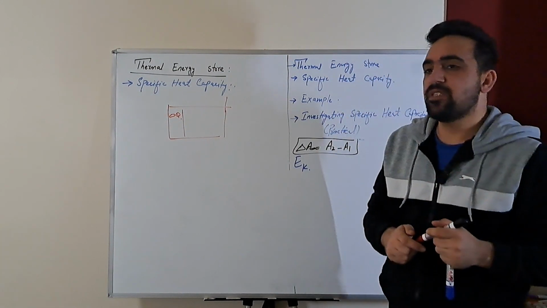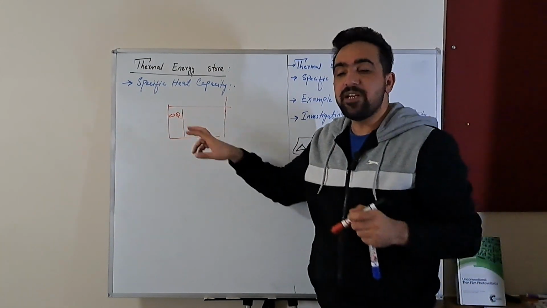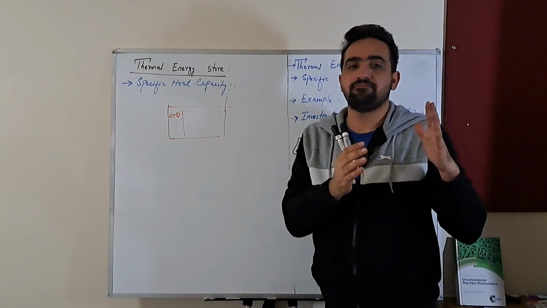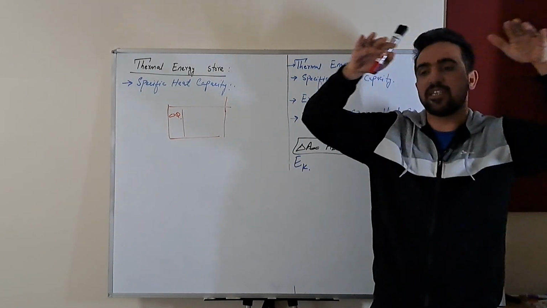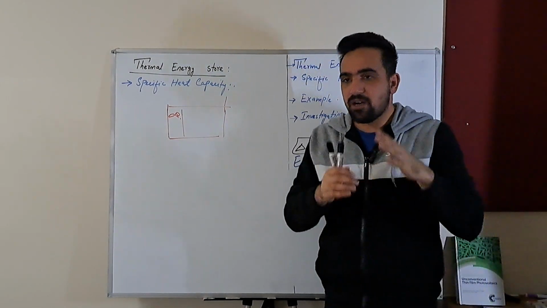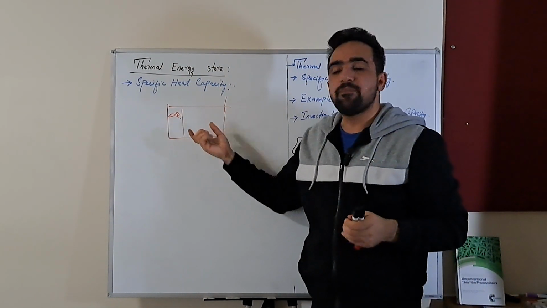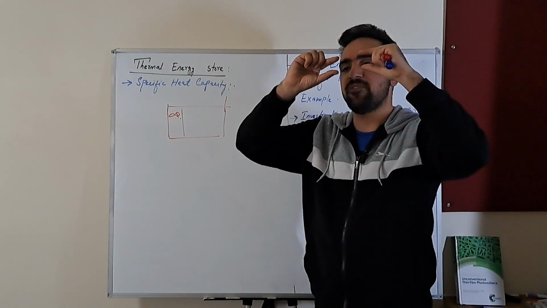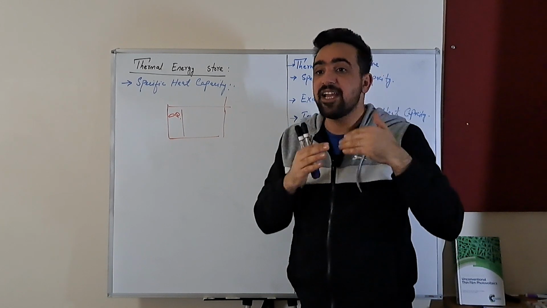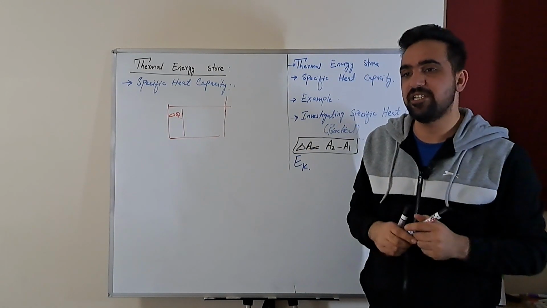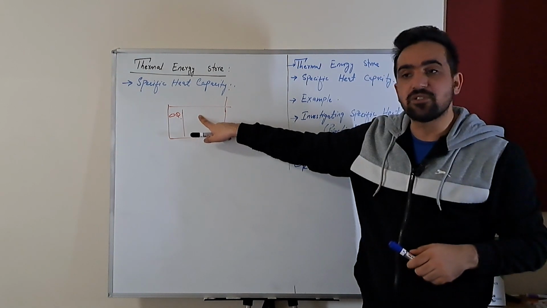Now each type of material has a different capacity to store thermal energy. Like water, the thermal energy store of water is very large. It takes in a lot of heat as compared to iron, whose thermal energy store is very small, and it can store a very small amount of heat in its thermal energy store.